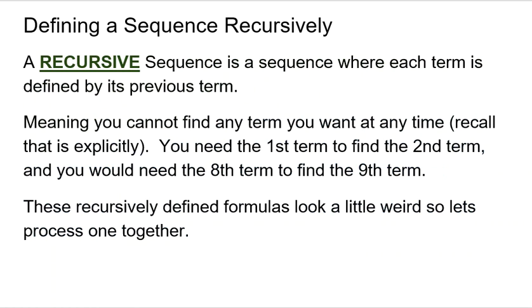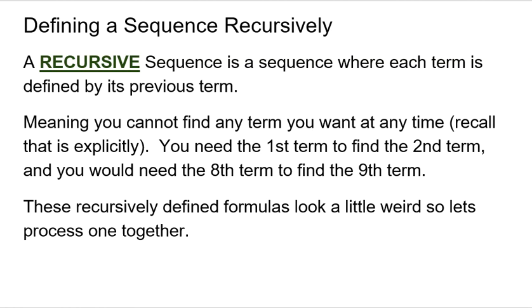Now, it is important to understand that there is a second way that we can define a sequence. The first way we just talked about was explicitly. Well, this is a recursive sequence. A recursive sequence is a sequence where each term is defined by its previous term. Now, I know that sounds weird, but the meaning here is that you cannot find any term you want at any time. That's explicit, right? Explicitly defined sequences: if you want to find the 98th term, plug in 98. But with the recursively defined sequence, you need the first term to find the second, meaning I need the 8th to find the 9th. So if I want to find the 98th term, I need the 97th term.